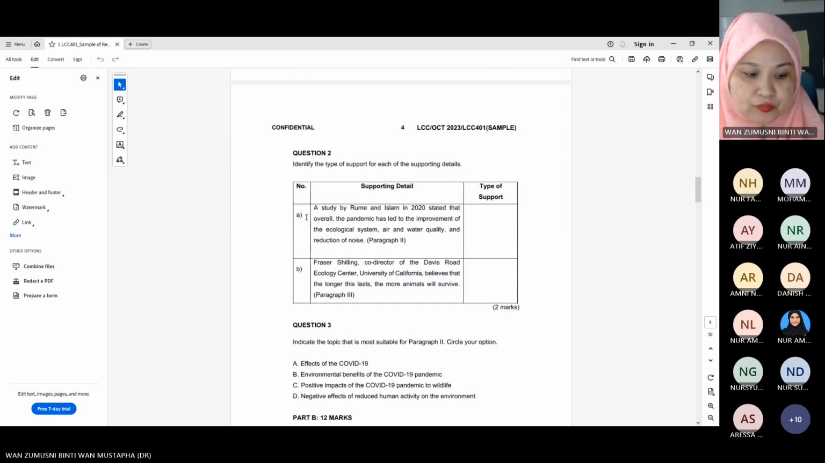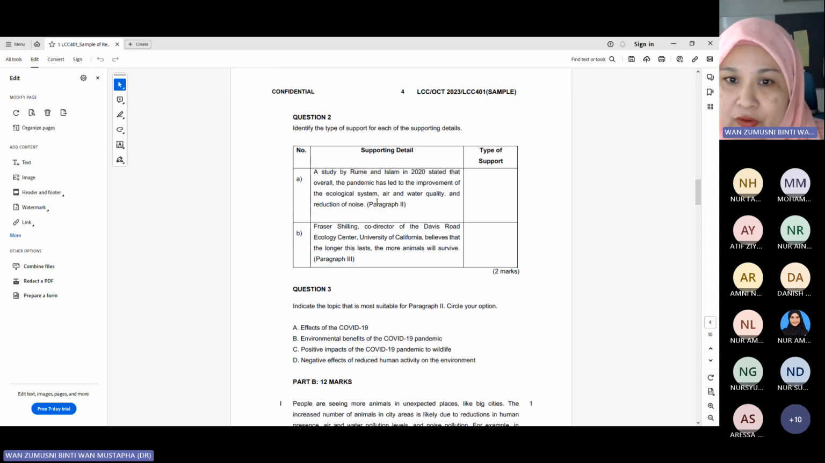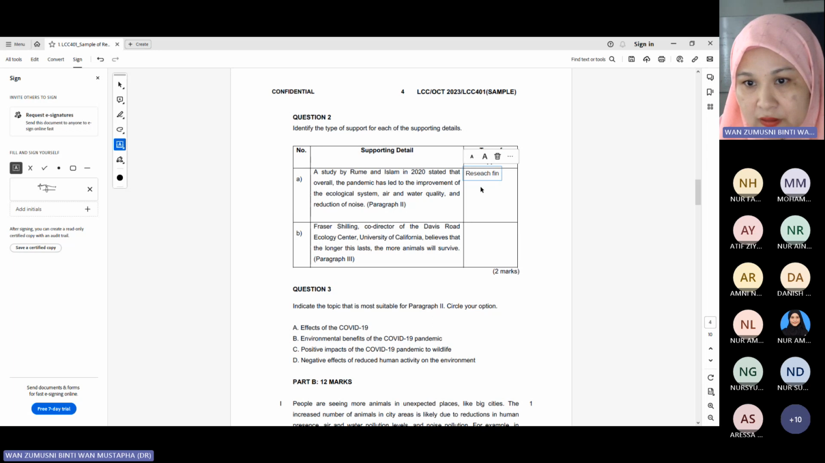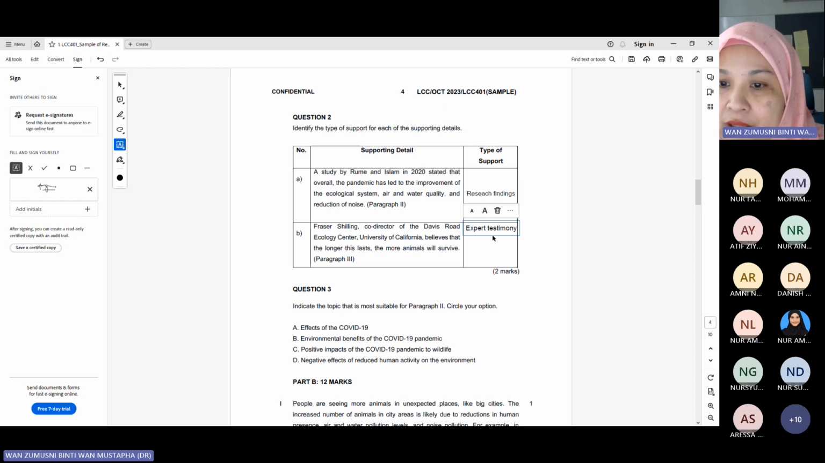Question 2. So here, what type of supporting detail is this? This is very straightforward. It's a very easy type of support. So for the type of support here, what you do is you just write research findings. Okay, that's it. Then you get 1 mark. And another one here is, this is expert. Expert opinion, all right. Then there goes 2 marks.